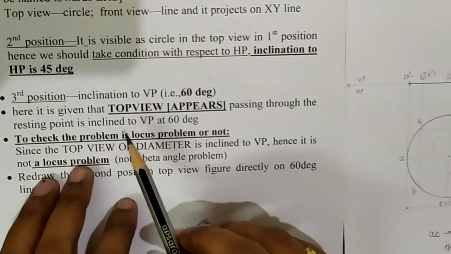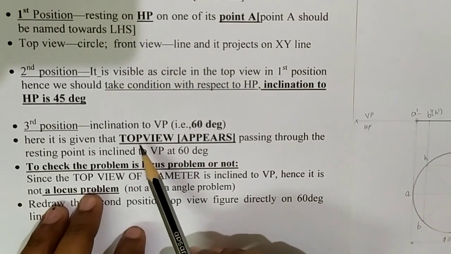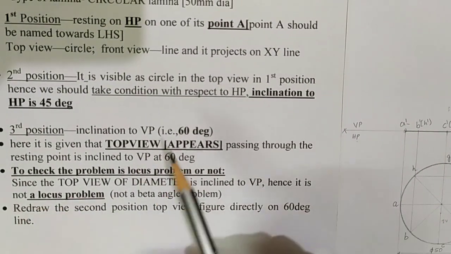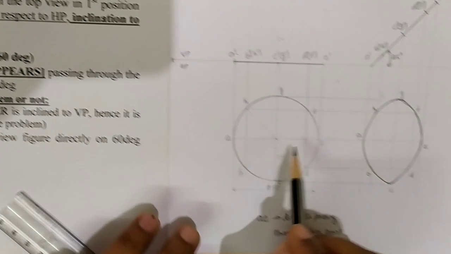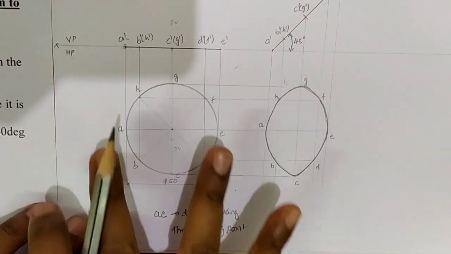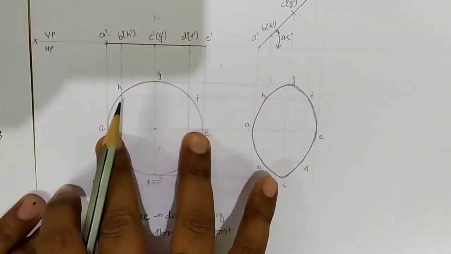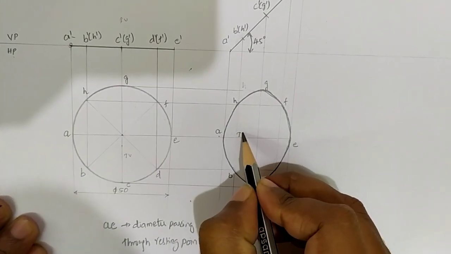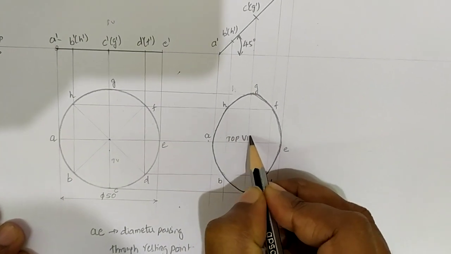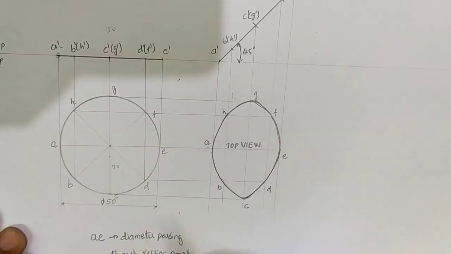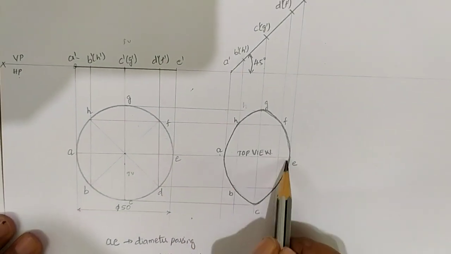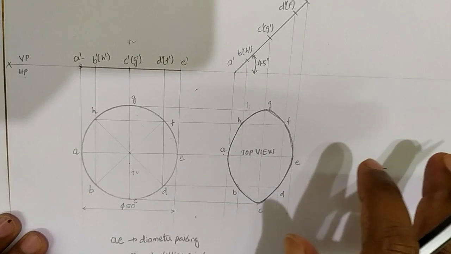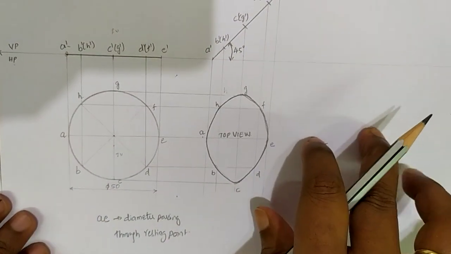He is telling us to draw the top view. So top view means, in the first position, what diameter is there? That is the original diameter. Okay. So this is the original diameter length. But the top view we get in the second position, after inclination with respect to HP. This is the top view that I will get. So this diameter he is asking us to incline to VP at an angle of 60 degrees.